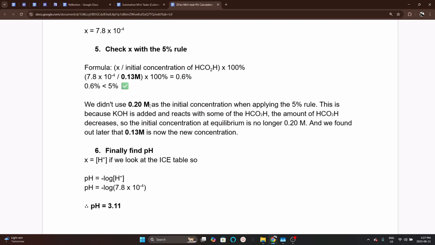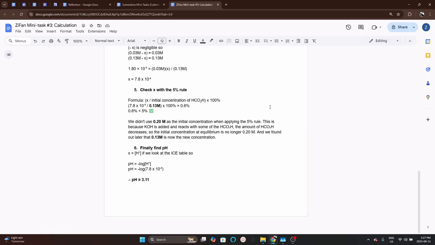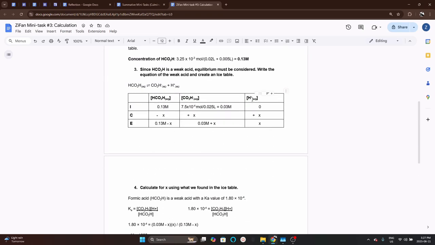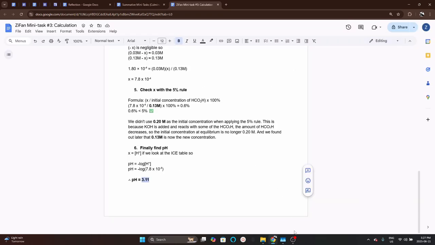And so we know that is all true, so we plug in the x value, and if we look at the ice table, the x value is simply the H, as it initially was 0, now it's x. Now we plug into the pH formula, negative log of H, and we would have 3.11 as our pH.